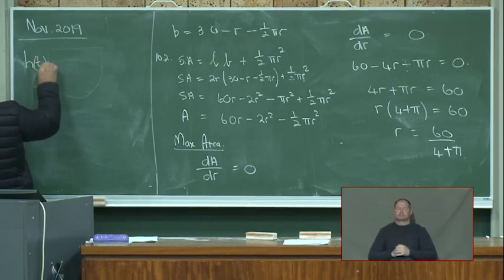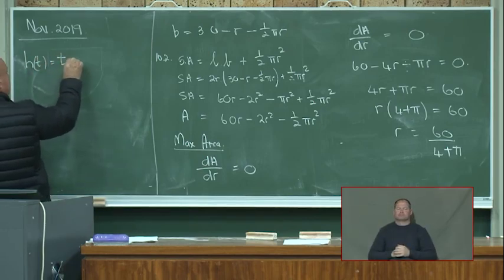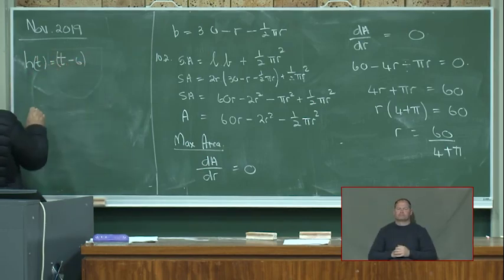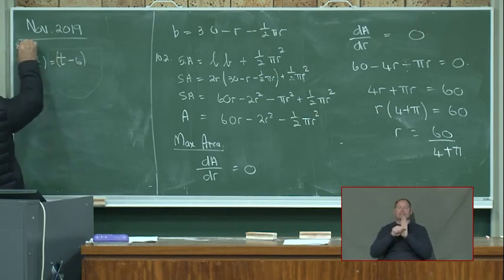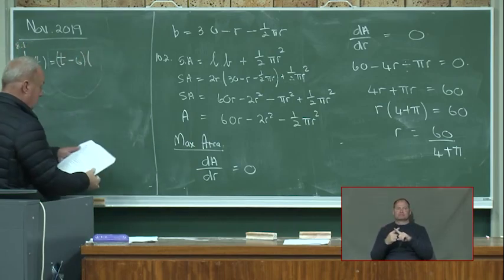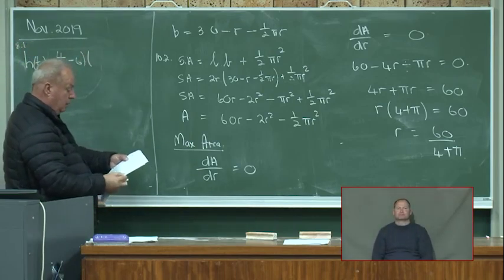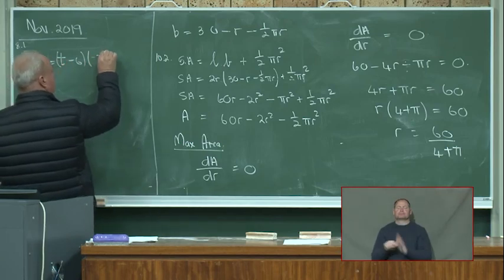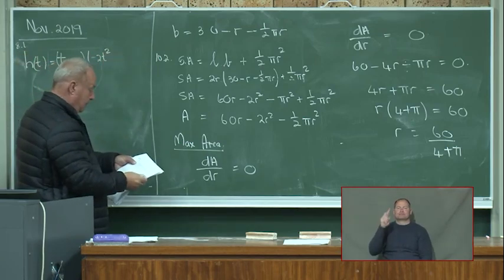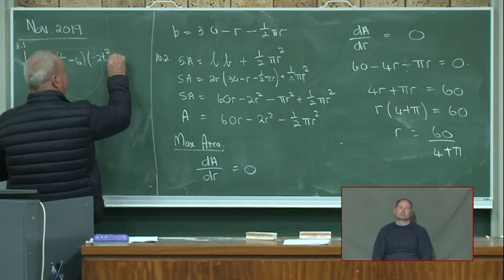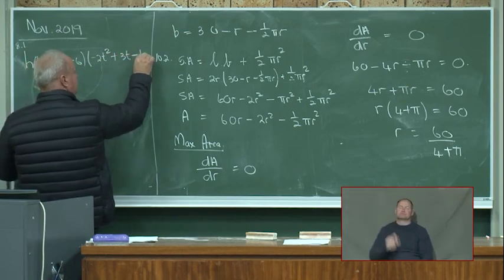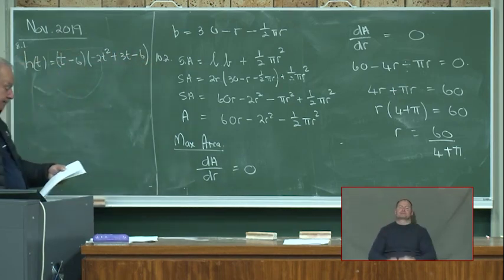h(t) is equal to (t minus 6) multiplied by (negative 2t squared plus 3t minus 6). Right, is that clear?